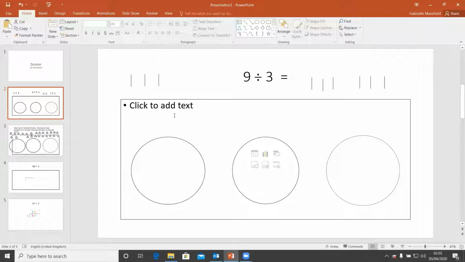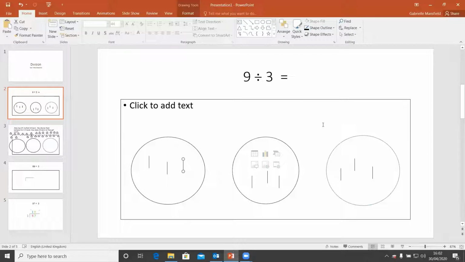So what I have done is I have made 3 sharing circles because I am dividing by the number 3. And to make life easier for me on the computer, I have drawn out 9 lines already for me. And what I'm going to do is I'm going to share these lines equally into the 3 circles. So here I've done one for you, one for you, one for you, and so on, and the last ones.